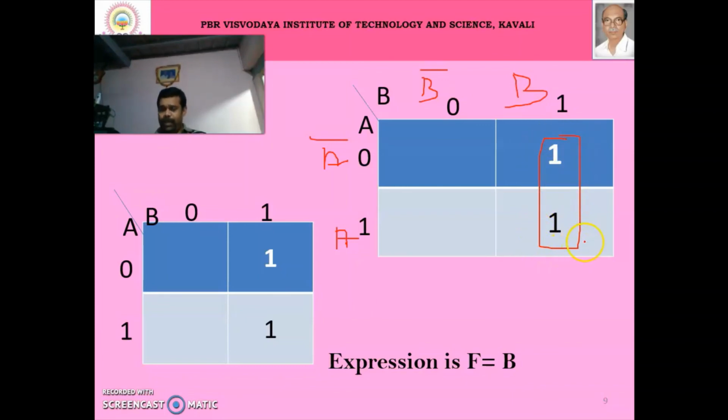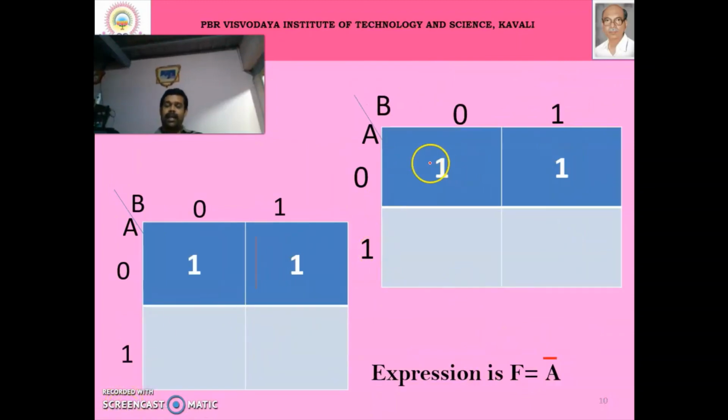While writing the expression for grouping these two ones, we have considered these two rows and only one column. In these two rows, the value of A is changing. Here it is 0 and here it is 1. So no need to consider the variable A. You have only one column. In that column, the value is 1 and the variable is B. So you have to write the expression as F is equal to B. So if you have two ones like this, you can group and write the expression like this.